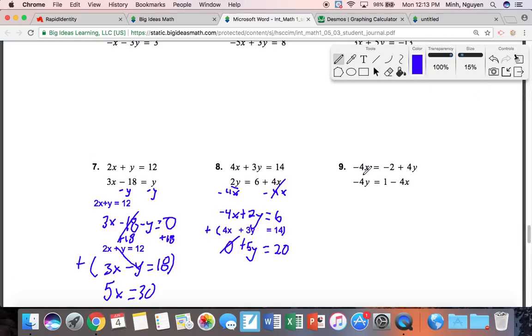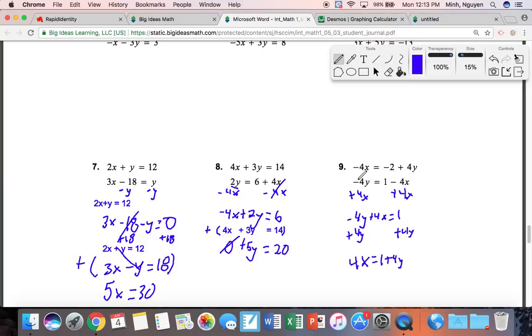Man, why do they give these before they even give you options to, what's it called? Multiply. So stupid. Alright, well, whatever. Add 4x to both sides. So I have negative 4y plus 4x equals 1. I'm going to add 4y. So now I have 4x equals 1 plus 4y.